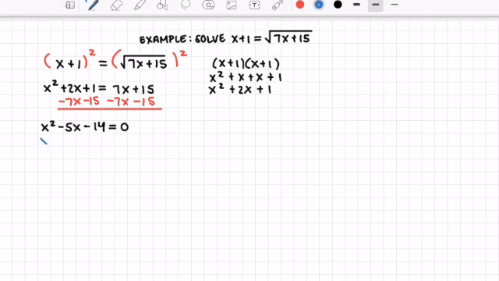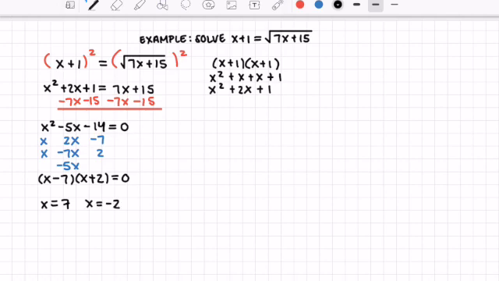I'll use the box method, multiply x times x, and then on this side, I'll try out negative 7 times 2 and see if that works. If I cross multiply, I get 2x minus 7x, and that gives me negative 5x, which is what I wanted. So I know that my factors are going to be x minus 7 and x plus 2, and those are supposed to equal 0. So I get x equaling positive 7 and x equaling negative 2 as my solutions.